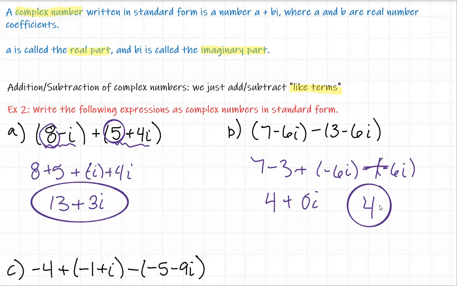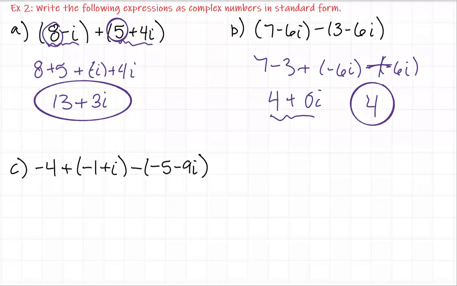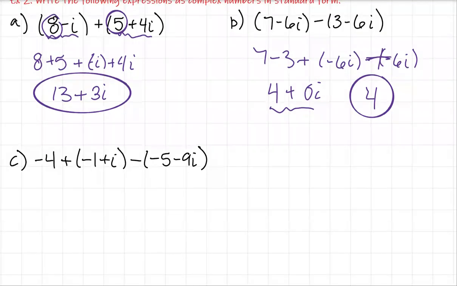From this, we got just a real number. This is still a complex number, because what that means is that our b was just 0. It's 4 plus 0i. Still a complex number, it's just a complex number with no imaginary part. One more example just to make sure you have the hang of this.